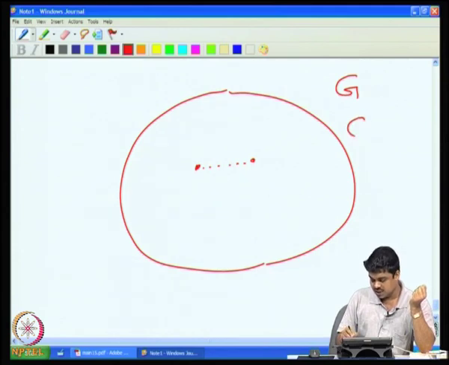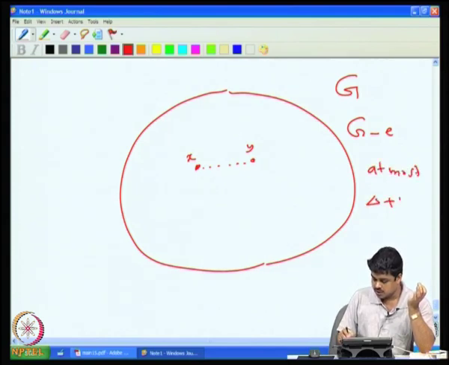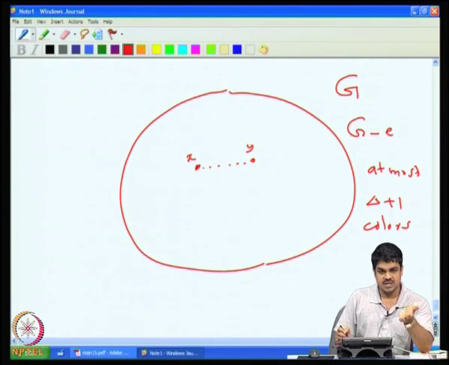So G minus E, say we can say X and Y, can be edge colored using at most delta plus 1 colors, right. Because if the delta itself has reduced, then we are done, we will have an extra color to color. Therefore, we can assume that the delta did not reduce, the delta is same, the maximum degree is same.